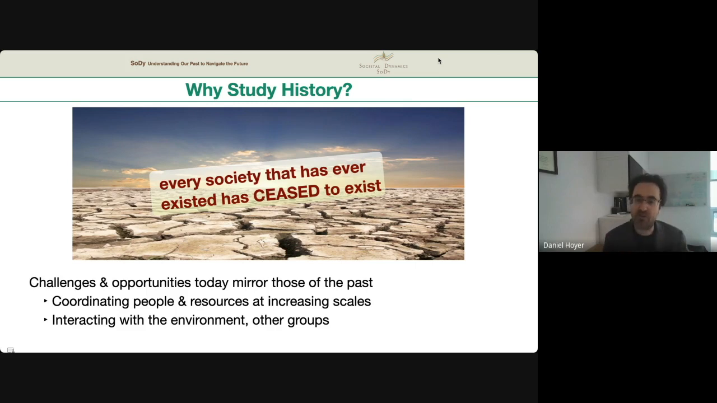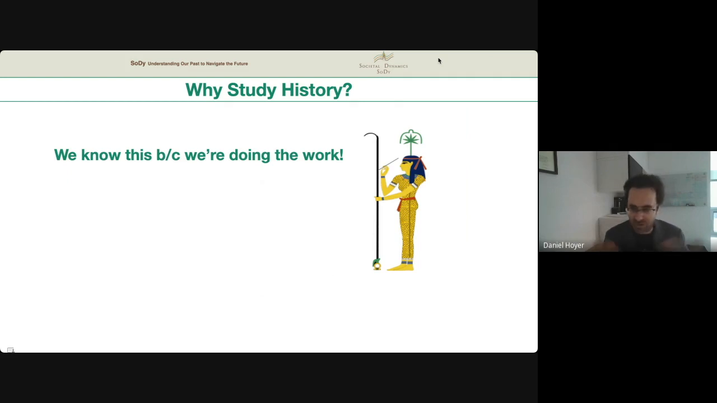In my mind, this gives a bit of urgency to what we're trying to do, right? It's not just the sort of idle trying to understand things from thousands of years ago. There are connections, there are lessons to be had in the past that we can apply to today. The reason we know this, the reason we can say fairly confidently that all societies in the past eventually disappeared or collapsed, is because we're doing this work.